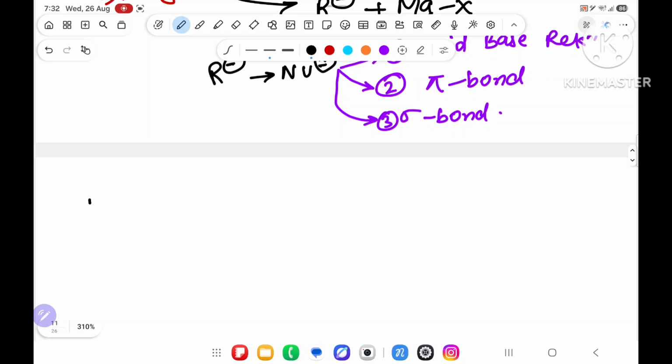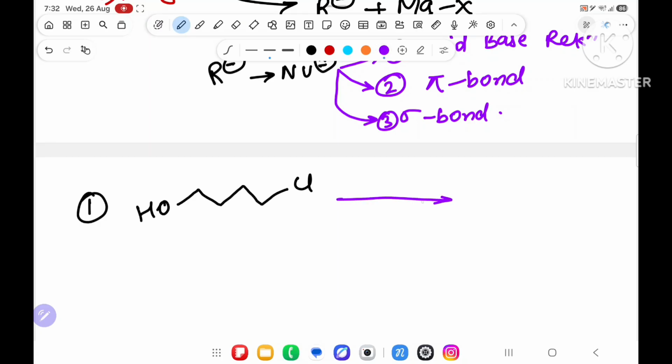Suppose, first example, I have taken OH, then a chain, and Cl at the end. Now over here, first the Grignard reagent will come. Suppose I have taken CH3MgBr. It will break from here. It will get minus and it will get plus. This minus is waiting for an acid base reaction.